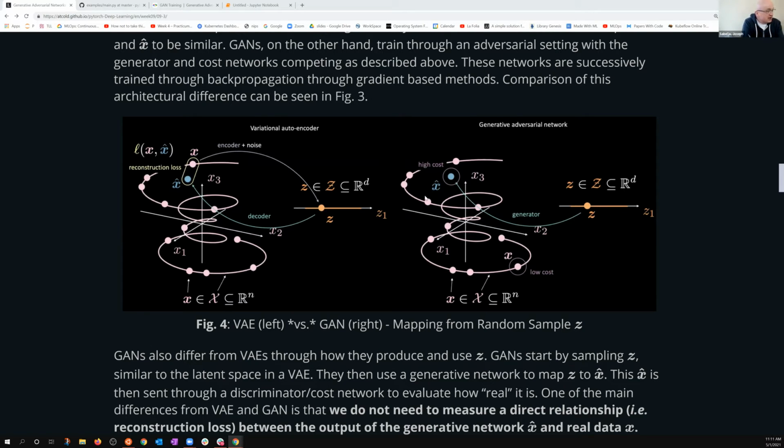Before I move into general adversarial network, any questions? Just about variational autoencoders. Does it make sense? I was kind of rushing through it.